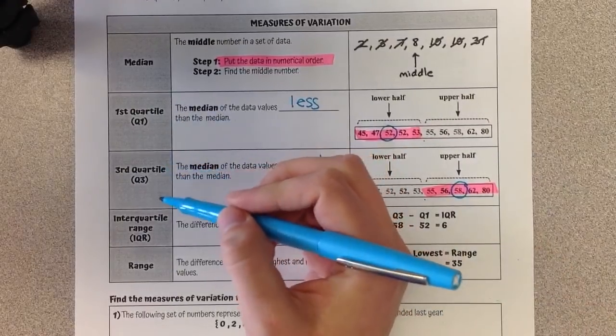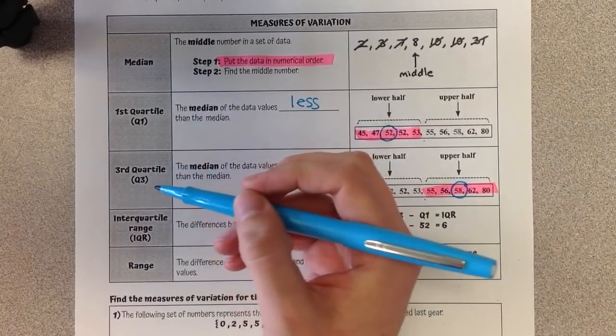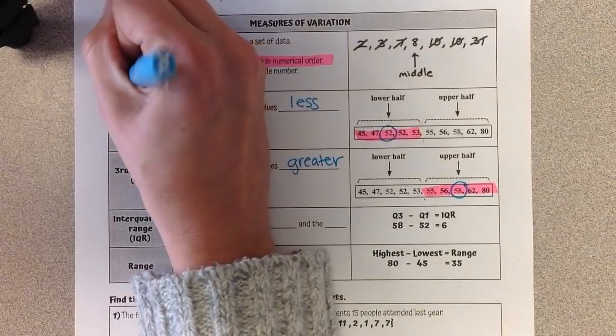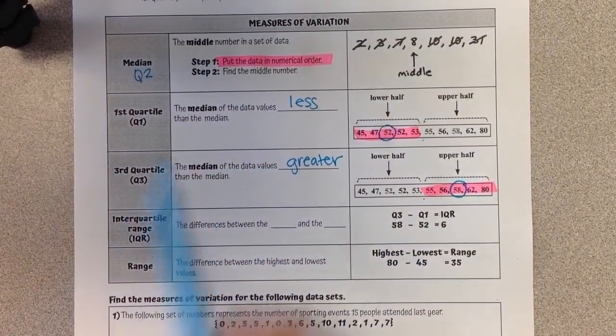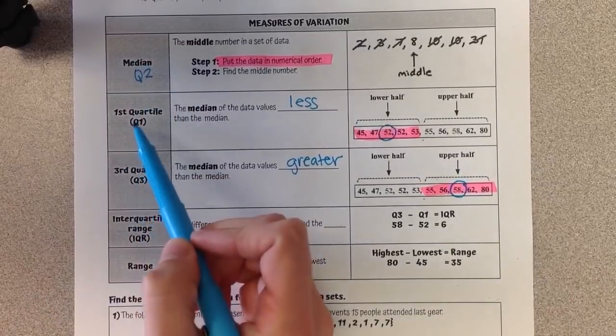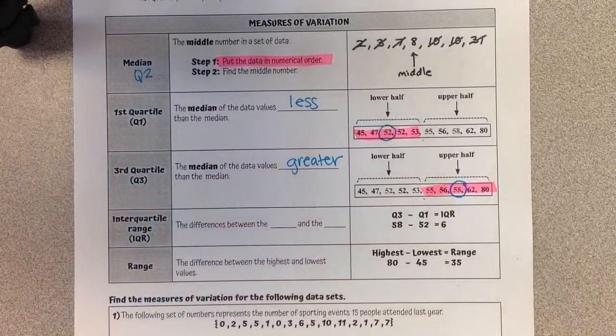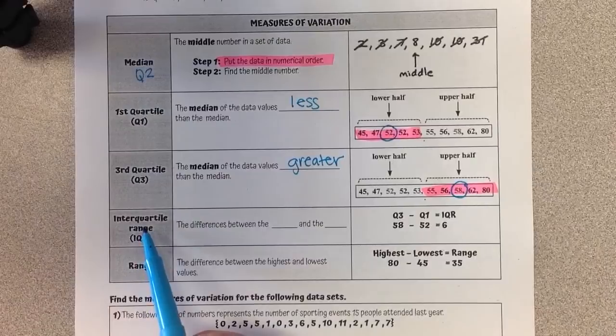So we have a Q1 and a Q3. You might be asking, where is the Q2? Well, our median is technically our Q2 because that's the one that cuts it in half. It goes 1, 2, 3. Q1, median, Q3.